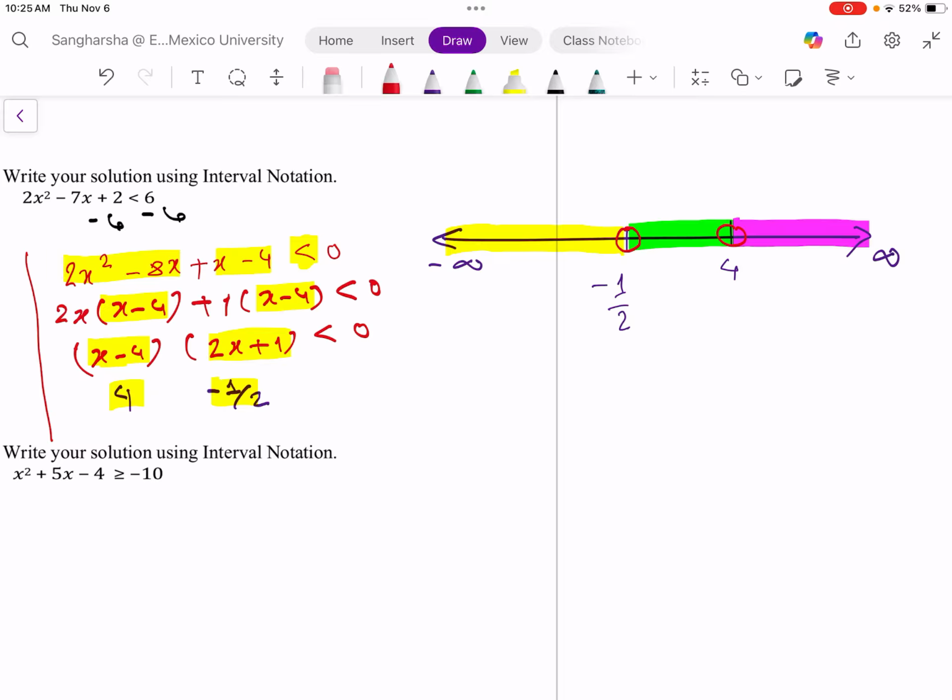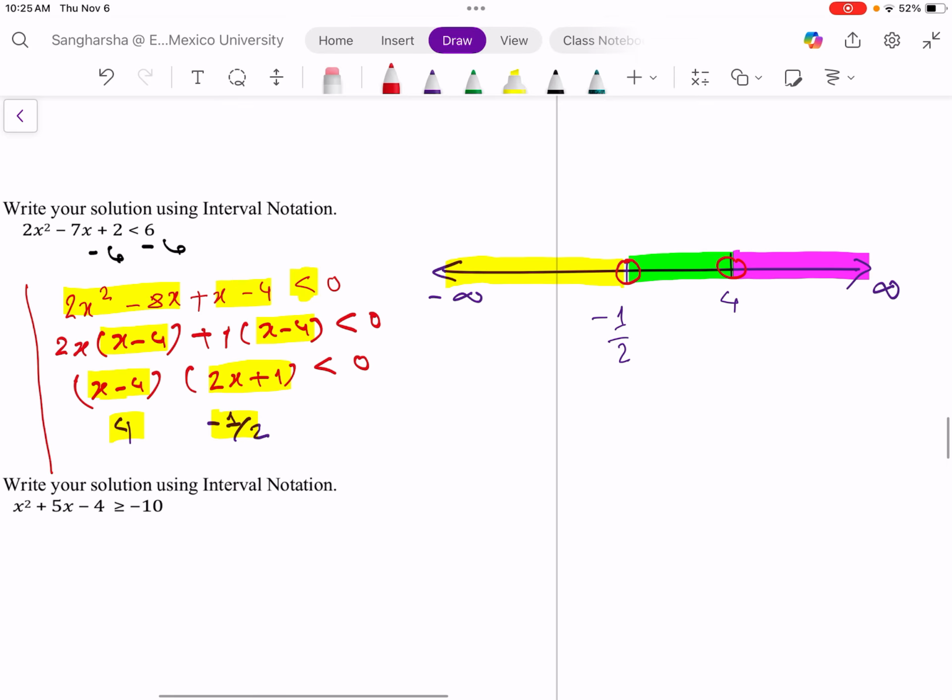Now you take a number from each interval and you test. Now what number do you want to pick here? So let's pick negative 2. Is negative 2 a solution for our inequality? So negative 2 minus 4, that's minus 6. 2 times negative 2 is negative 4, plus 1. Negative 3 times negative 6, that is 18. 18 is less than 0. That is false, right? So this is not a solution.